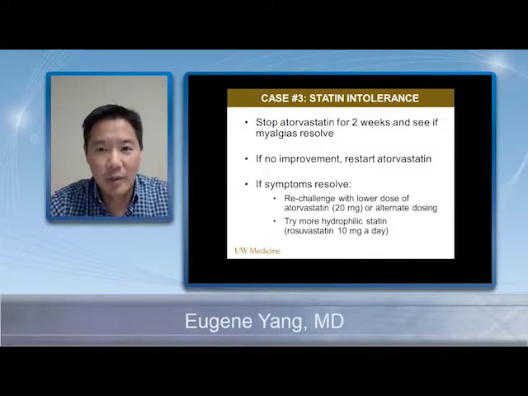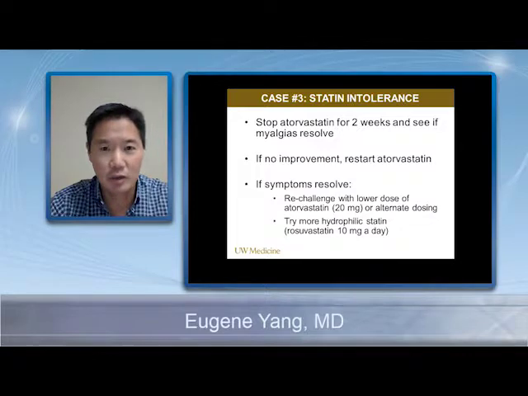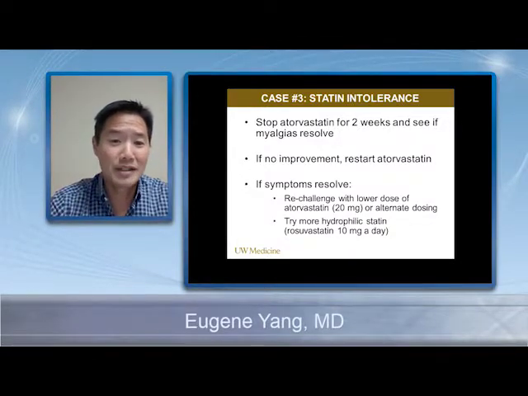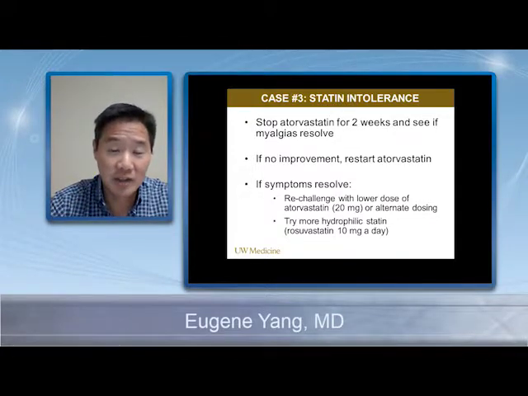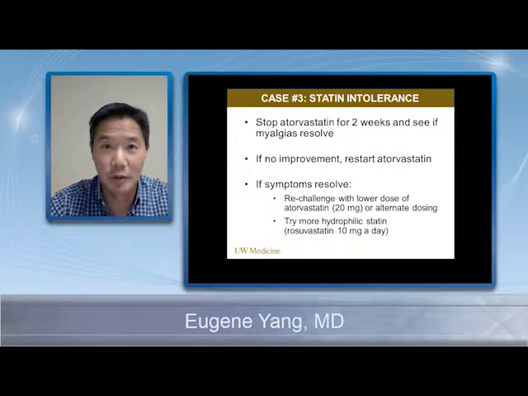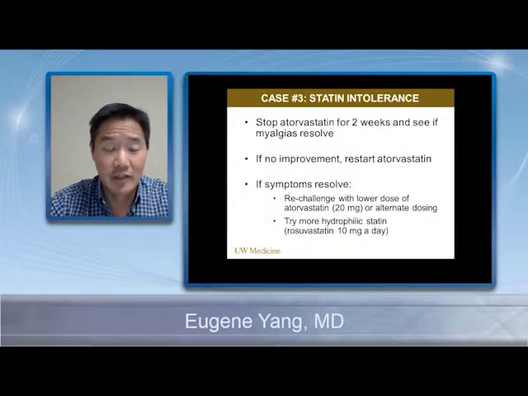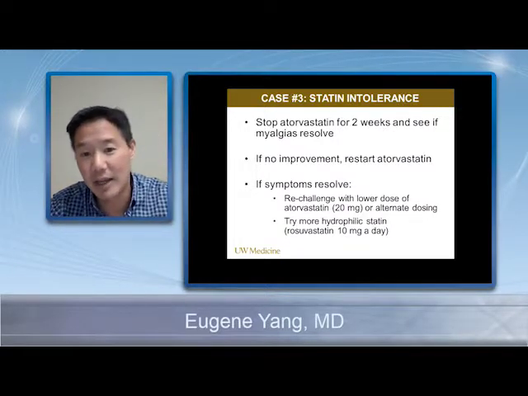So for this particular patient, I think one strategy would be to stop the atorvastatin for 2 weeks and see if the muscle aches improve. If no improvement, then I would restart the medication. If the symptoms do resolve, then we could re-challenge the patient with a lower dose. So instead of 40 milligrams, put them on 20 milligrams of atorvastatin a day, or try alternate dosing, such as having the patient take it every other day.